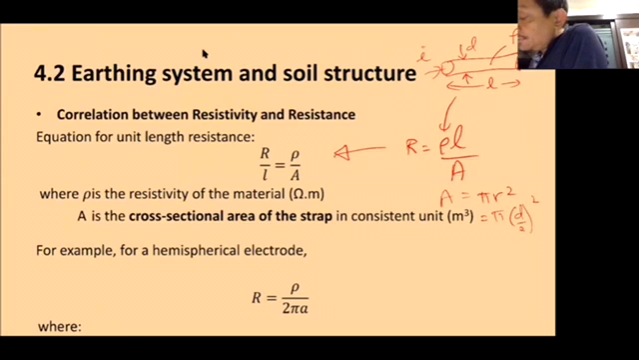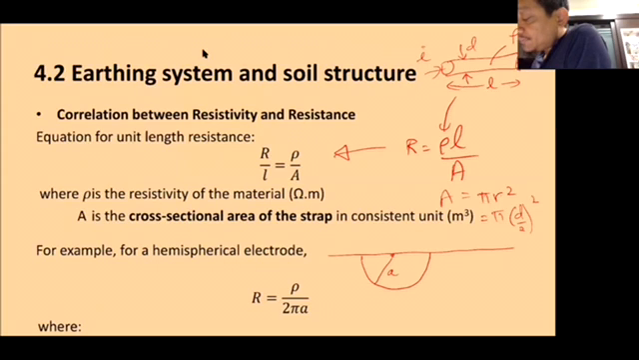So L is the length, A is the area, and rho is the resistivity. So R is that formula, and it can be proven for a hemisphere electrode. If you have a soil with a hemisphere electrode, this is a 2D drawing. The radius is A, and the soil.